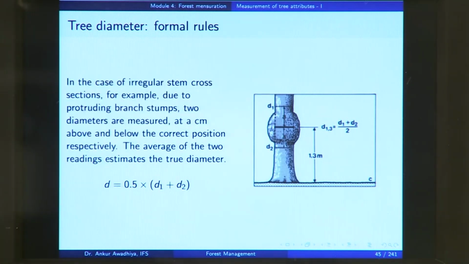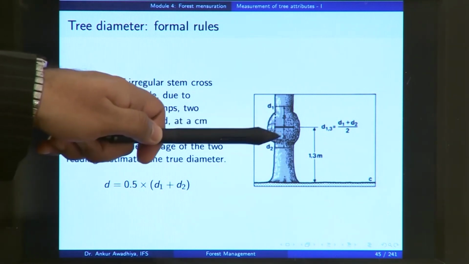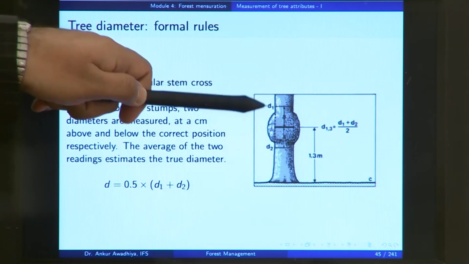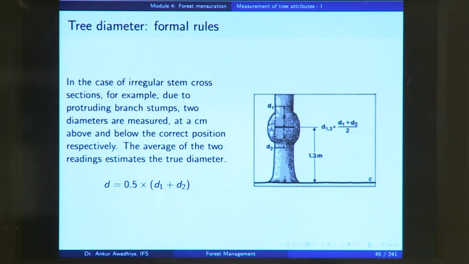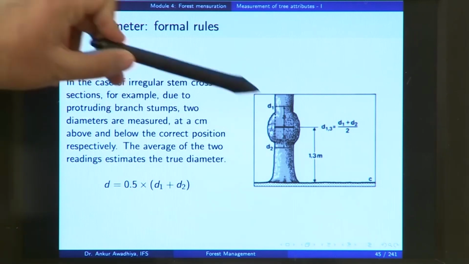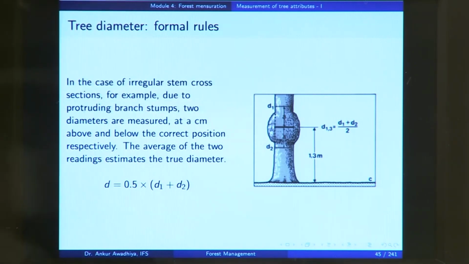So, you take a reading of a centimeter below and a centimeter above. Now, this value will depend on how big your protuberance is, but what it says is that you take a measurement here, you take a measurement here, both are equidistant from the breast height of 1.3 meters, and you take an average of both of these to get the correct diameter at breast height. So, it is half of d1 plus d2.